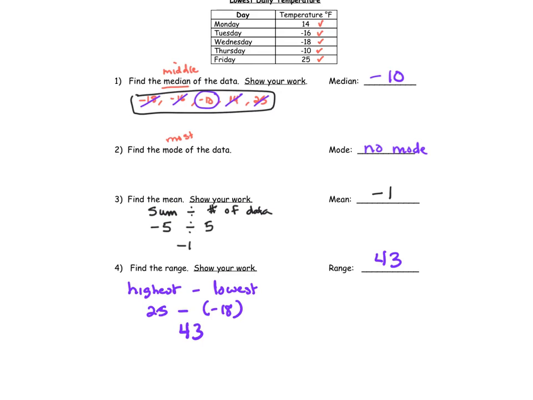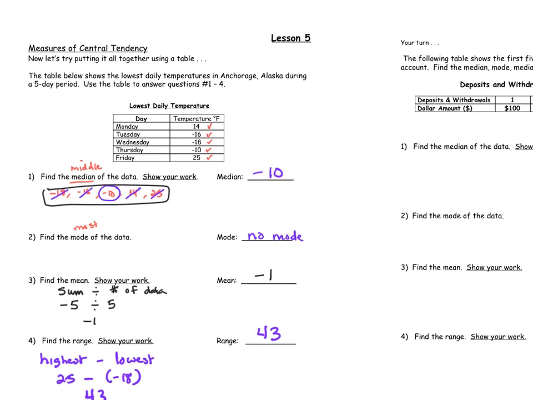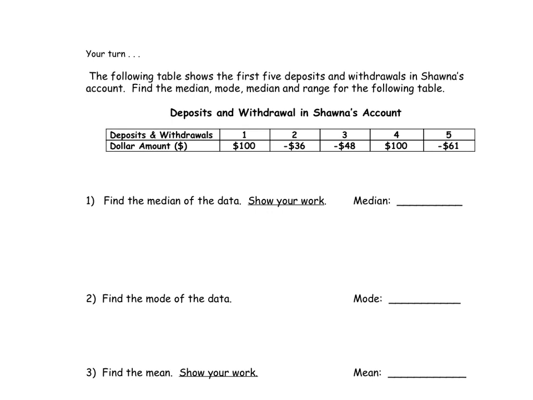What I'd like you to do now is complete the last page on your own. You can complete it on a separate sheet of paper. It's again on page 2, so I'll move that over so you can see that. Let's see what it's about. It says the following table shows the first 5 deposits, that's how much money we put in the bank, and withdrawals, that means how much money we take out of a bank, in Shauna's account. It asks to find the median, mode, mean, and range of this table.